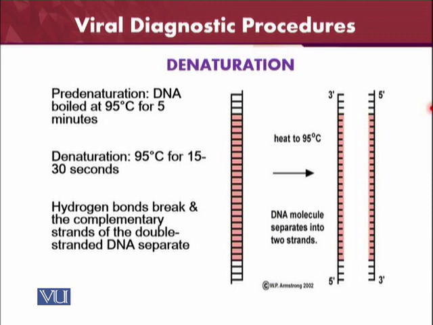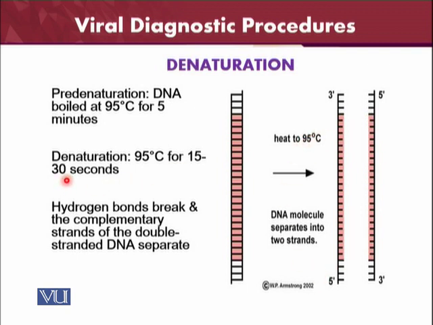What is the denaturation? Pre-denaturation, the DNA is boiled at 95 degrees for about 5 minutes. This is the step of the PCR, as we have already discussed, that it is temperature dependent. At 95 degrees, the DNA will be denatured into two separate strands. Just like here, the DNA has two strands, 5 end starting from here, the 3 end and the 5 end. At 95 degrees centigrade for about 5 minutes, it will be denatured into two different strands. Here are the nucleotide bases, and it will be denatured at 95 degrees centigrade.